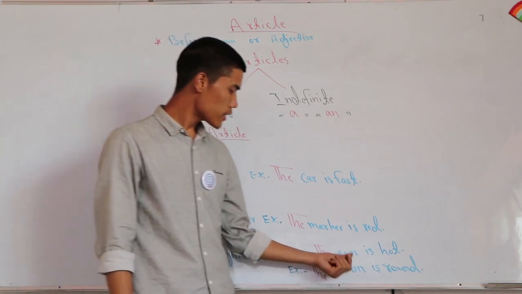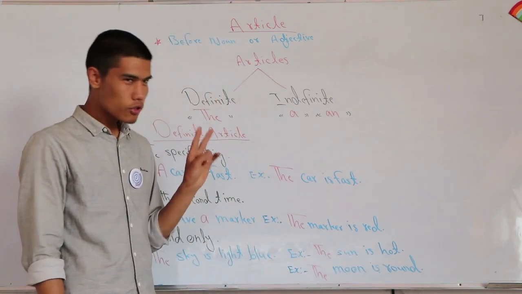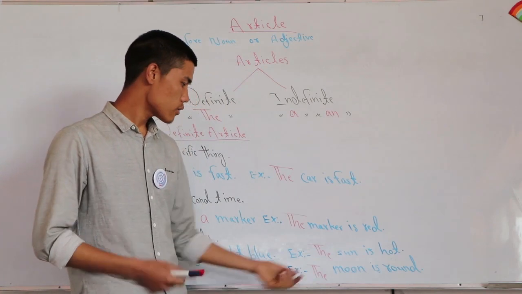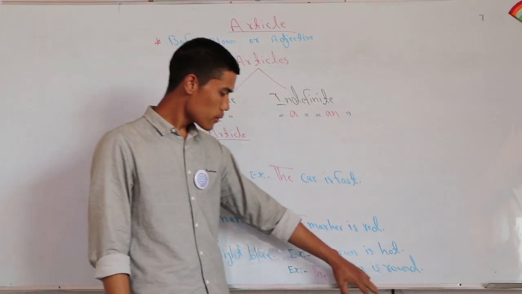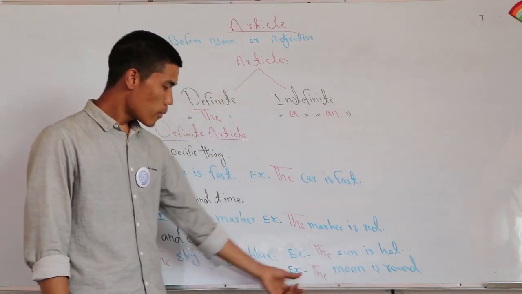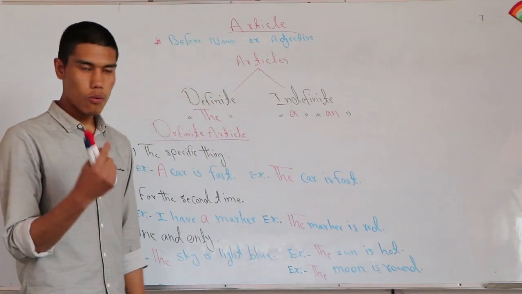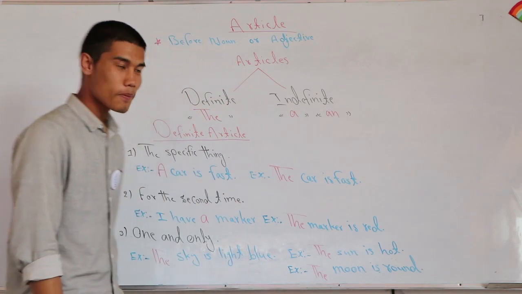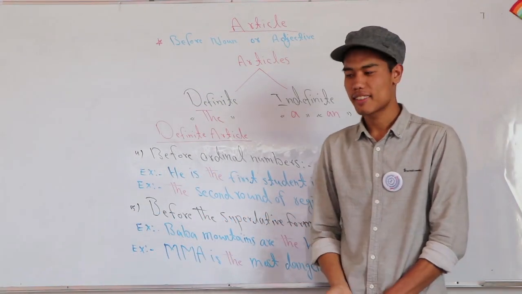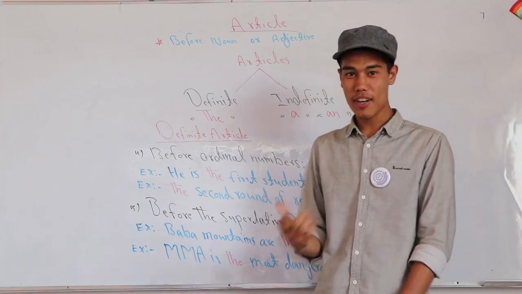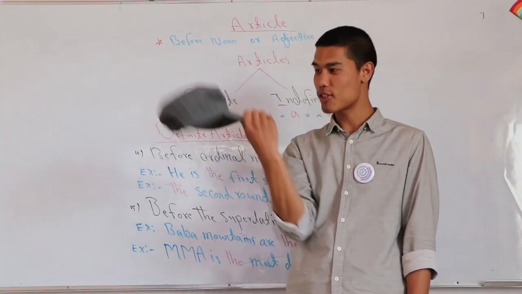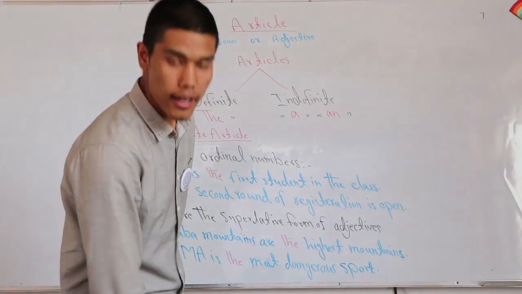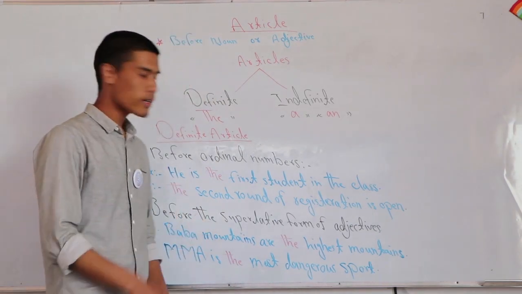And the other example, "The sun is hot." Do we have two suns in the universe? No, we only have one sun in the universe. The sun is hot. And also, we have only one moon. The moon is round. So we have only one moon, and we use the definite article "the" before moon. Welcome back. Oh my god, I have a cup. The cup is gray. Okay, this was one example using "the" and the indefinite article "a" or "an".